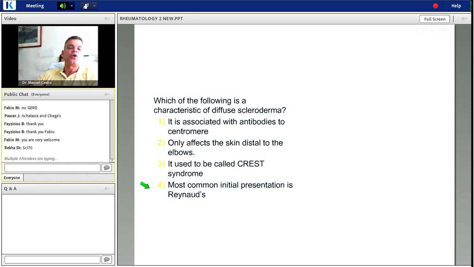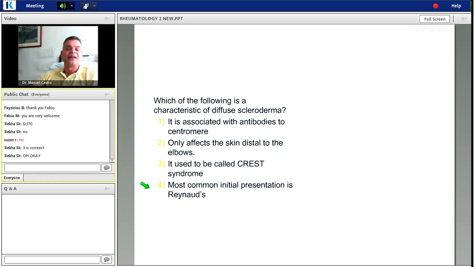Now, let's see number 2 here. Only affects the skin distal to the elbow. Does diffuse scleroderma only affect the skin distal to the elbow? Actually, that would be just limited scleroderma, right? It affects the skin distal to the elbow and the knees. It used to be called CREST syndrome. That is limited scleroderma, not diffuse scleroderma.